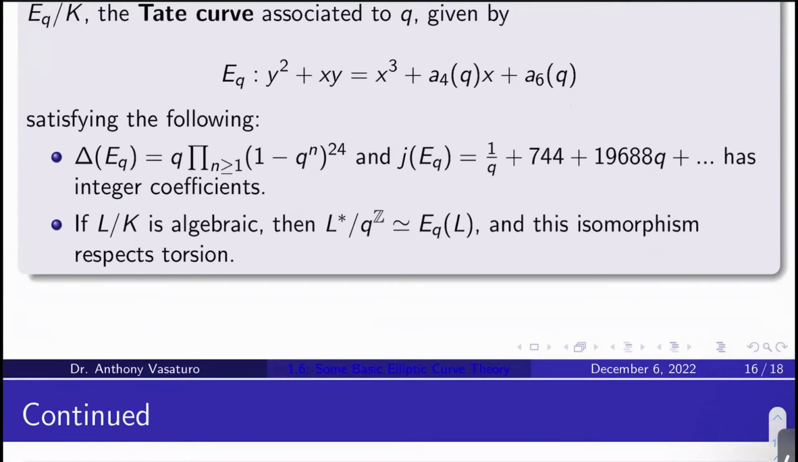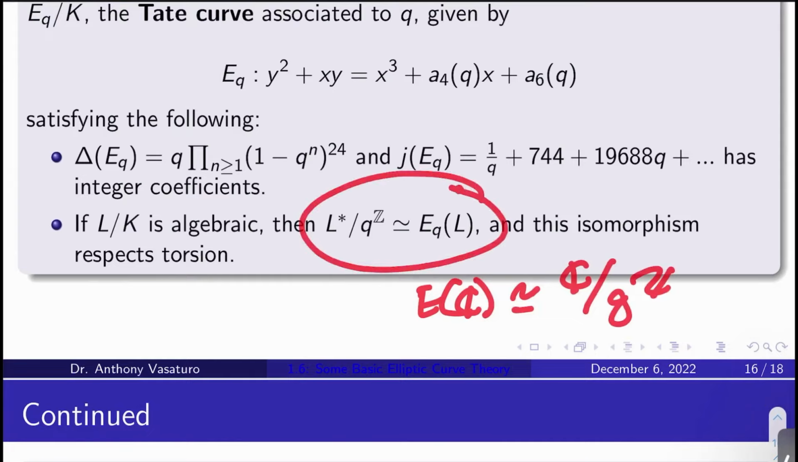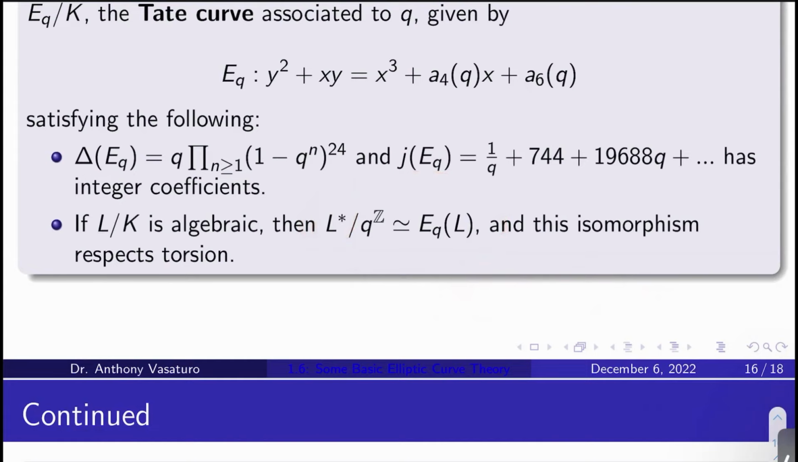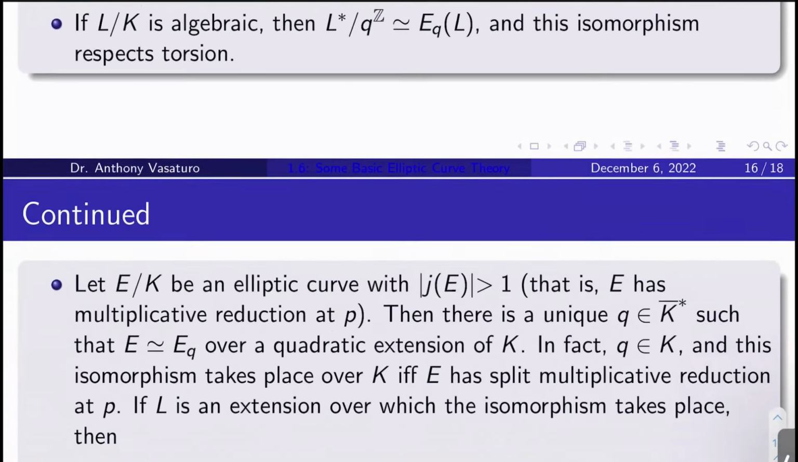2, if L over K is algebraic, then L star mod q to the Z is isomorphic to E_q of L as groups, and this isomorphism respects torsion. This is really where you're seeing uniformization, right? What did we say in the complex case? We basically said that E of C is isomorphic to C mod some lattice, right? So this is almost the same thing, except you can't take the field L here. You have to take its units, L star. Okay, so that's the only real difference.